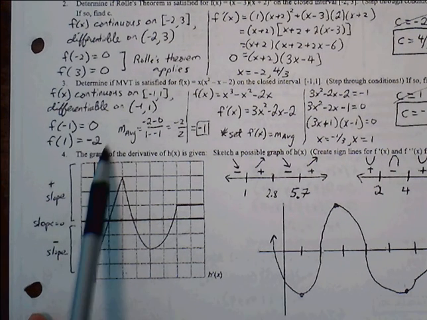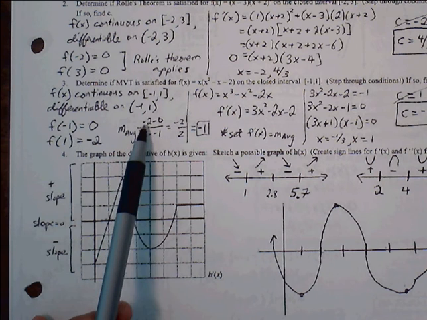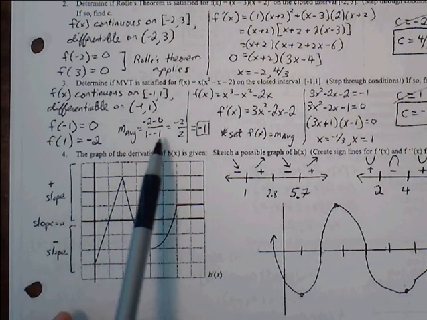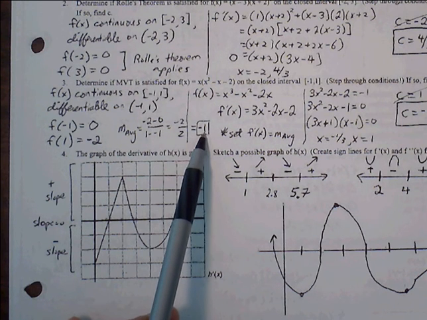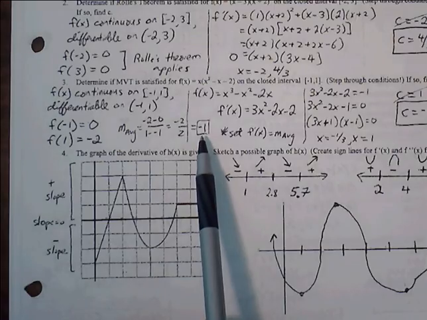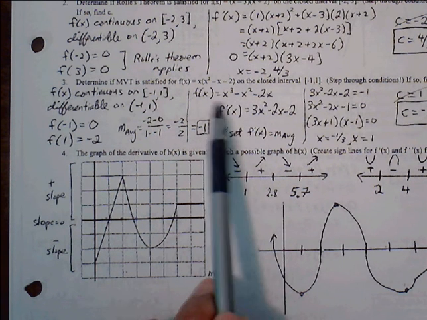I'm going to find the slope of the secant line, which I'm going to call average slope. So change in y over change in x, -2 minus 0 over 1 minus -1, which is -2 over 2, which is -1. So now we're trying to guarantee an x value where the slope of the tangent line matches this particular slope of -1. So we set -1 equal to the derivative.